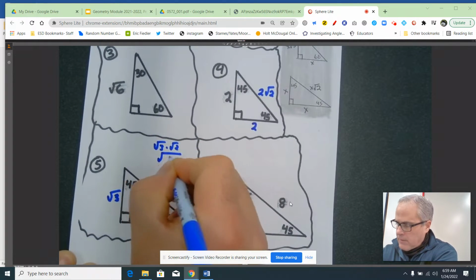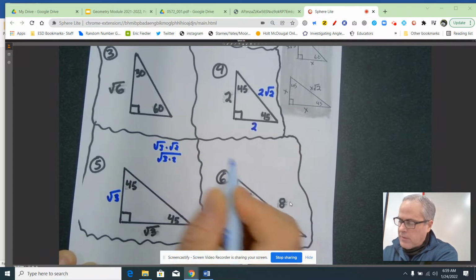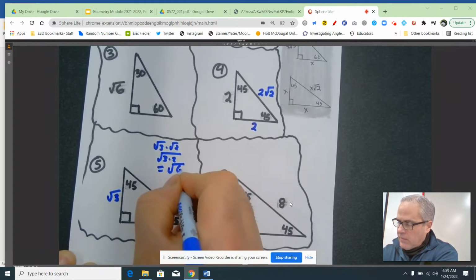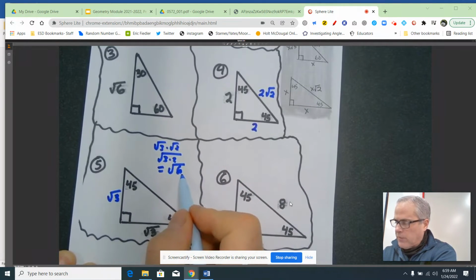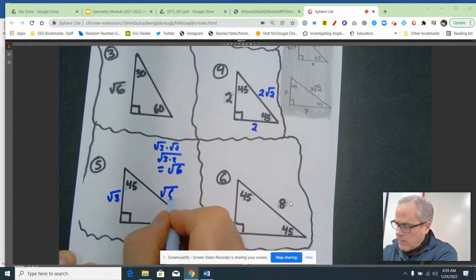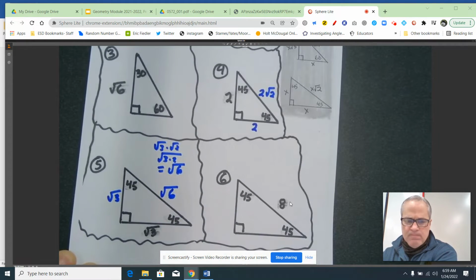Remember that one property of multiplication? You can put all underneath one big radical. I get the square root of 6. No perfect squares go into 6. So that's my final answer.